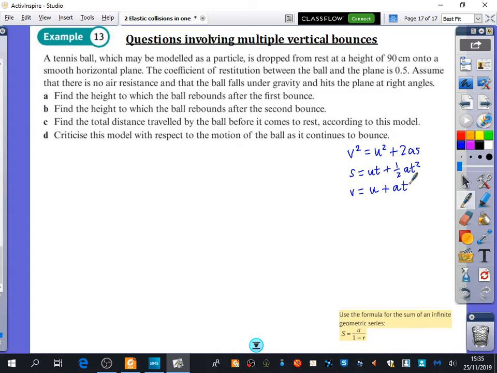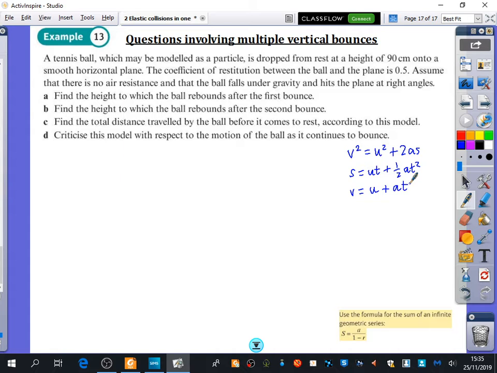A tennis ball, which may be modelled as a particle, is dropped from rest at a height of 90 centimetres onto a smooth horizontal plane. The coefficient of restitution between the ball and the plane is 0.5. Assume that there is no air resistance and that the ball falls under gravity and hits the plane at right angles. All of that is saying is it's just a ball that is being dropped and it's always going to hit the floor at right angles and there's no air resistance.